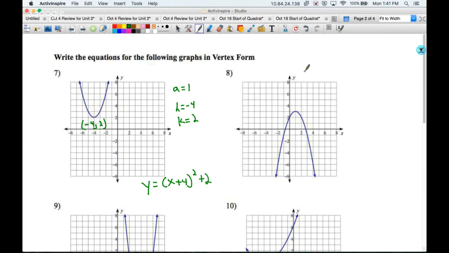This one here, our vertex is at (1, 3). Let's get y equals (x minus 1) squared plus 3, and then the a value. Just forgot about my a value there. Look and see, once we move 1 from the vertex over, we go 1 down. So 1 over from the vertex, we go 1 down. That makes our a just -1. I don't have to write the 1, I can just put a negative there.